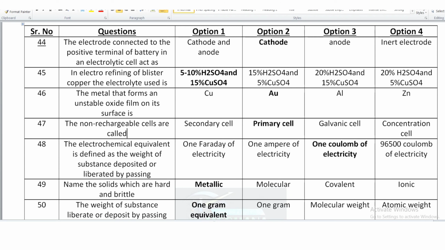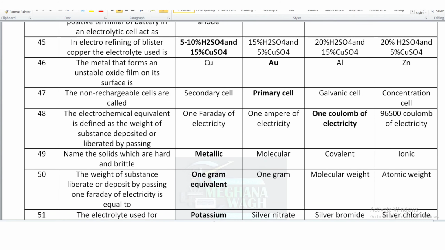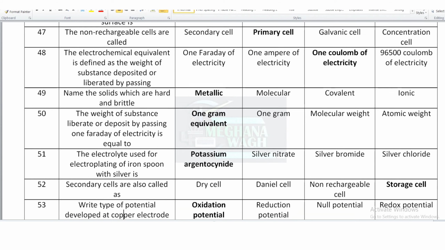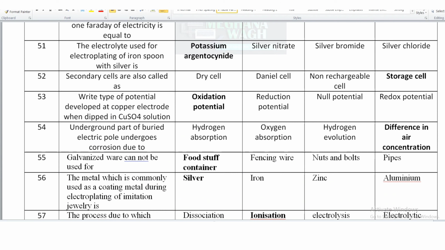Then name the solids which are hard and brittle. Metallic solids are hard and brittle. The weight of substance liberated or deposited by passing 1 Faraday of electricity is equal to 1 gram equivalent. Then question number 51: the electrolyte used for electroplating of an iron spoon with silver is potassium argentocyanide. It is the electrolyte used for silver coating. Secondary cells are also called storage cells.